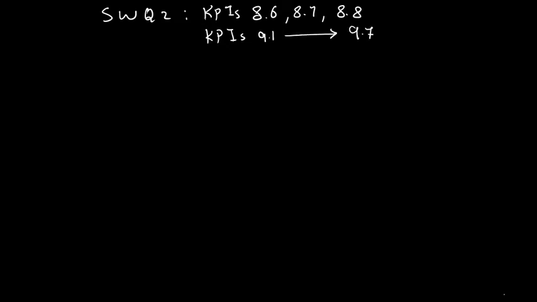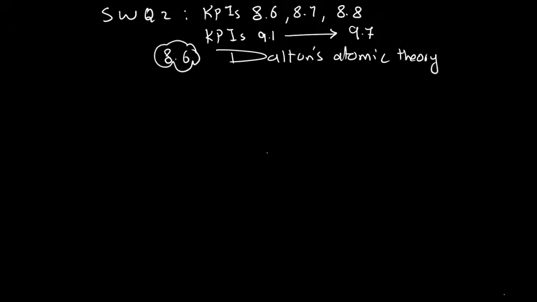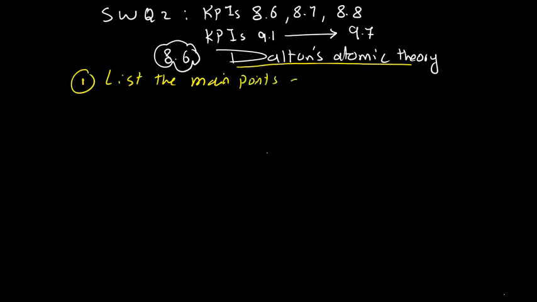I will start now by revising 8.6 to 8.8. This part is explaining Dalton's atomic theory. So we are going to explain now Dalton's atomic theory. This is KPI 8.6. Here you need to list the main points of Dalton's atomic theory. What are those?